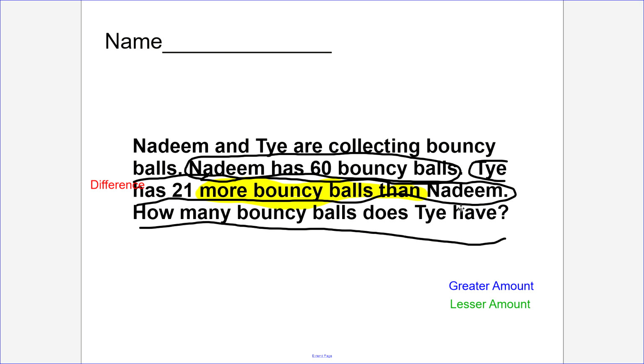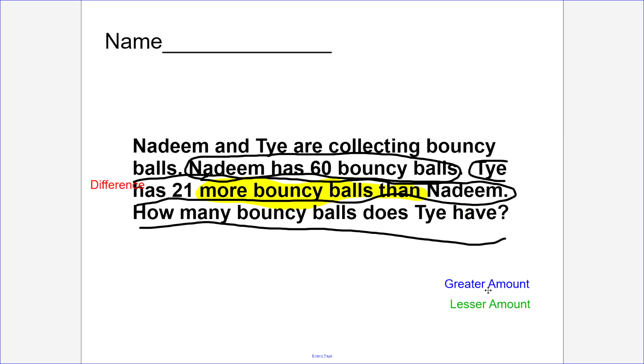Now, third grade, you're going to really have to think carefully. We know Ty has 21 more bouncy balls than Nadim. So I need you to figure out who has the greater amount of bouncy balls. Does Nadim have the greater amount of bouncy balls? He has 60 of them. Or does Ty have the greater amount of bouncy balls? Yes, Ty has the greater amount of bouncy balls.